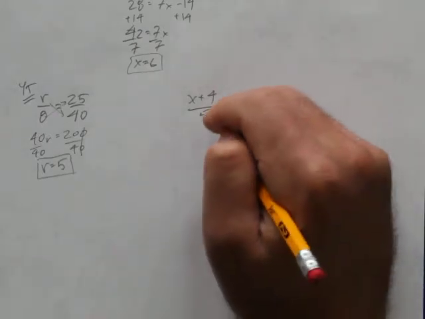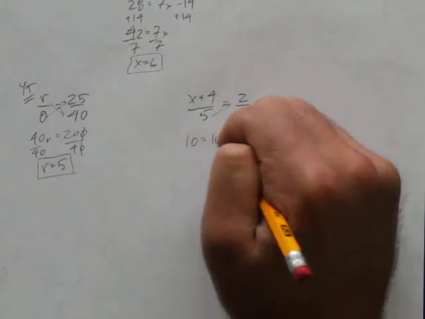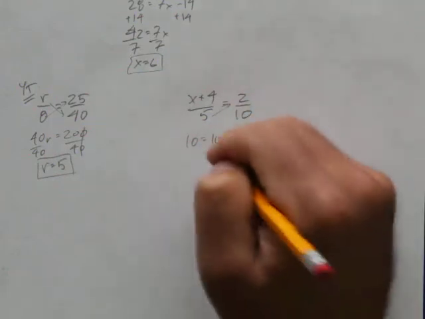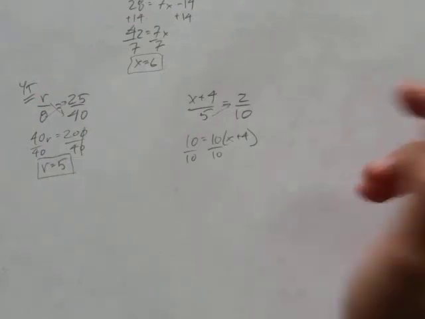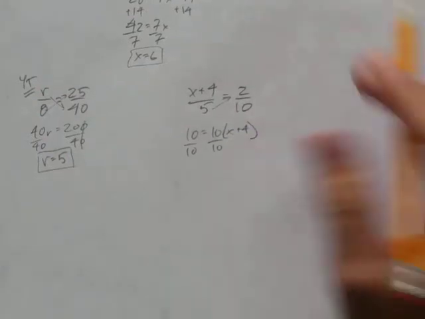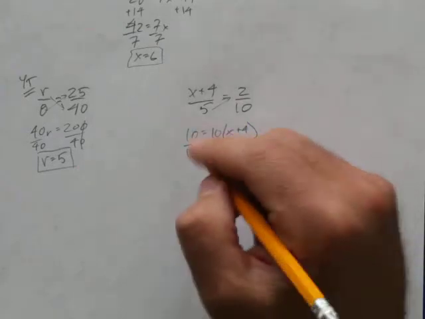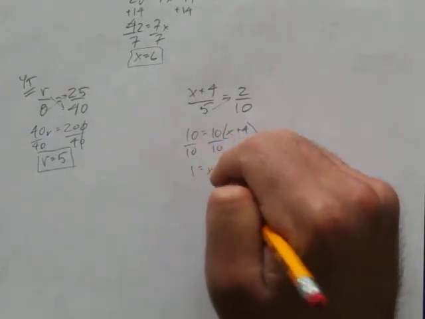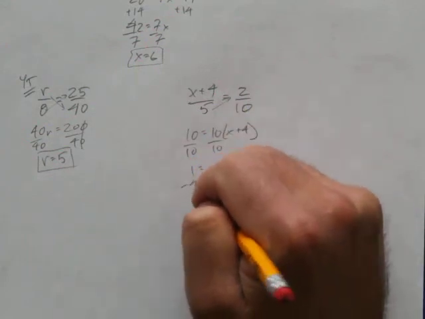Cross products over here, 5 times 2 is 10, equals 10 times x plus 4. I'm going to divide by 10. What? I don't have to distribute it first? No, you don't have to. It's multiplication. I can divide by 10. If you want to distribute it first, we'll do that one too. So I get 1 equals x plus 4. Subtract 4 from both sides. I get x equals negative 3.